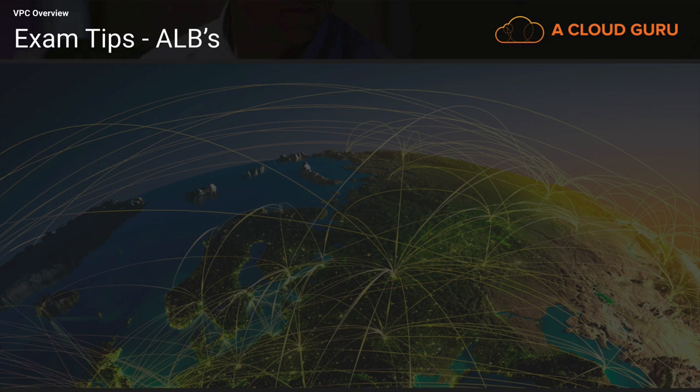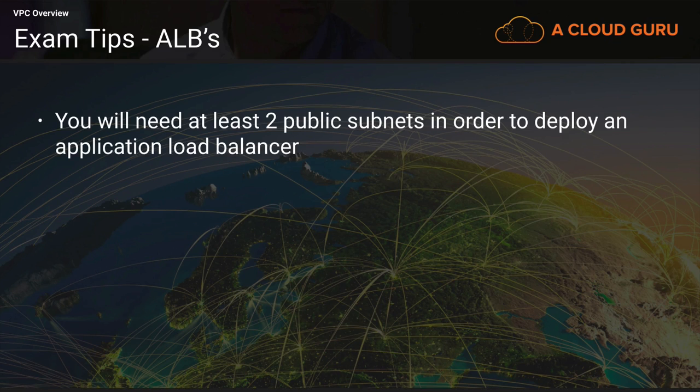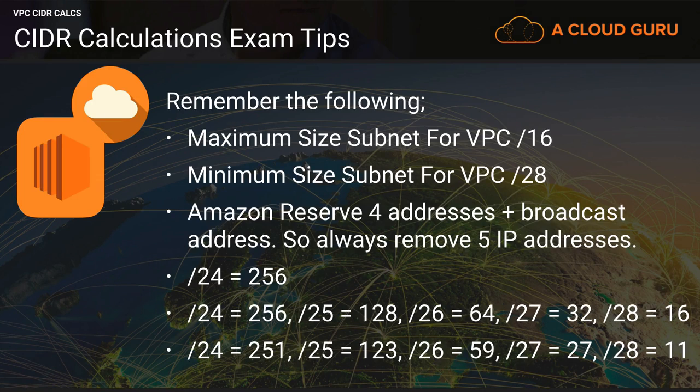Application load balancers, we basically just learned that you would need at least 2 public subnets in order to deploy an application load balancer. Moving on to CIDR calculations, we didn't really cover the in-depths of CIDR calculations because we do cover that in the advanced networking specialty. Really what you need to remember is just the maximum size for a subnet for a VPC is /16. The minimum size for a subnet for a VPC is /28. So between /16 and /28, always start at /24. That's basically a standard. That will give you 256 IP addresses.